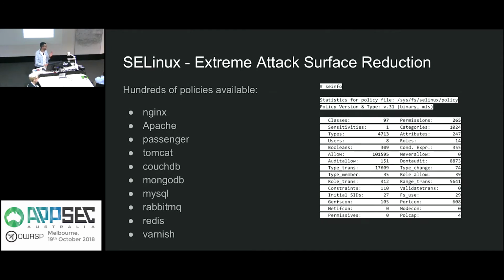Here's the great thing: there are hundreds of profiles that we could use out of the box. You have profiles for Nginx, Apache, Passenger, Tomcat, and even for databases, CouchDB, MongoDB. So everything I'm covering here, you could apply not only to web apps, but also to databases and other infrastructure that you're running. It's also a little complex. You have about 97 different objects that you could label. You have a lot of permissions, and out of the box, you have about 100,000 rules. That's a typical distribution. That's all done for you, so that's great.